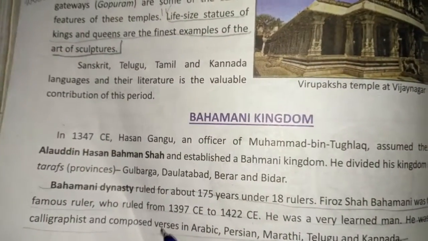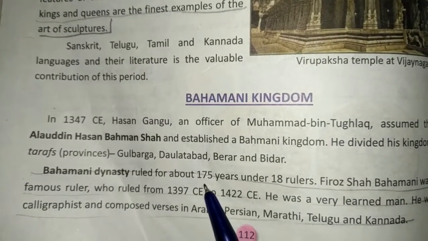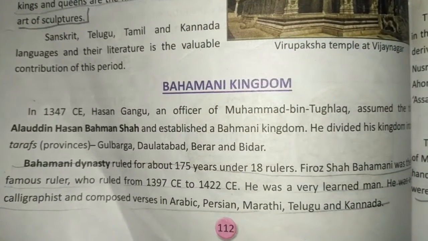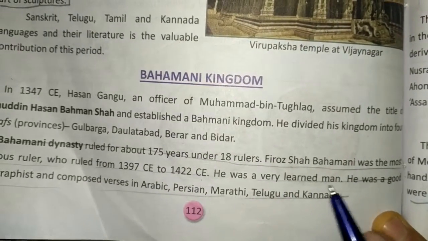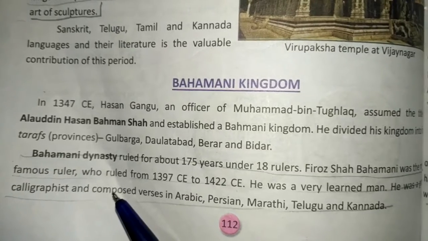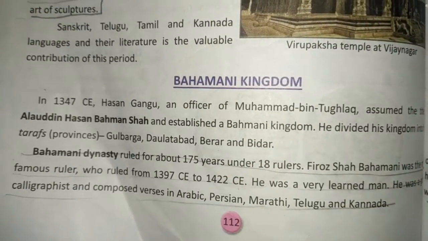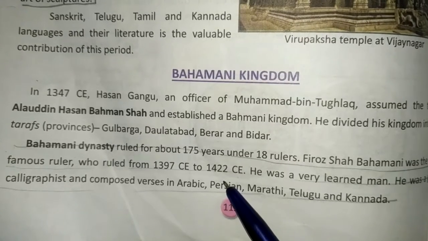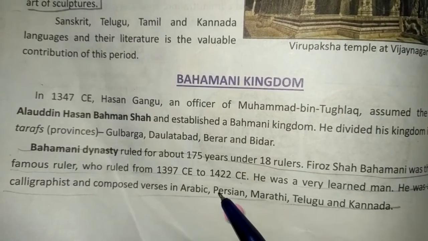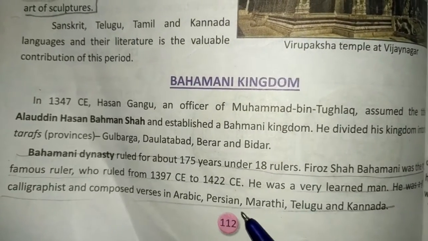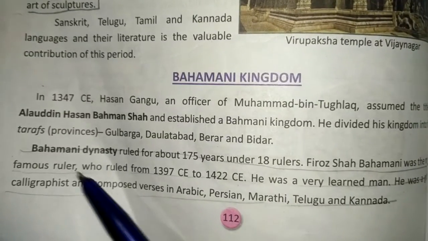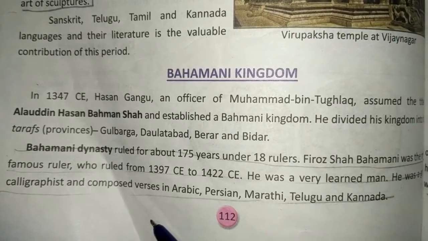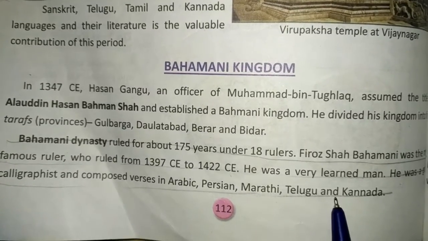Next, the Bahmani dynasty ruled for about 175 years under 18 rulers. It was a very long period of time in which the Bahmani rulers controlled much of India. Firoz Shah Bahman was the most famous ruler, who ruled from 1397 CE to 1422 CE. This was also very important, and is most often asked in exams. He was a very learned man. He was a good calligraphist and composed verses in Arabic, Persian, Marathi, Telugu, and Kannada.